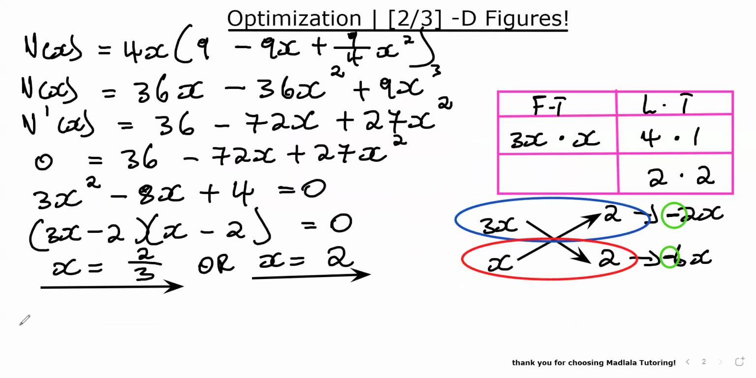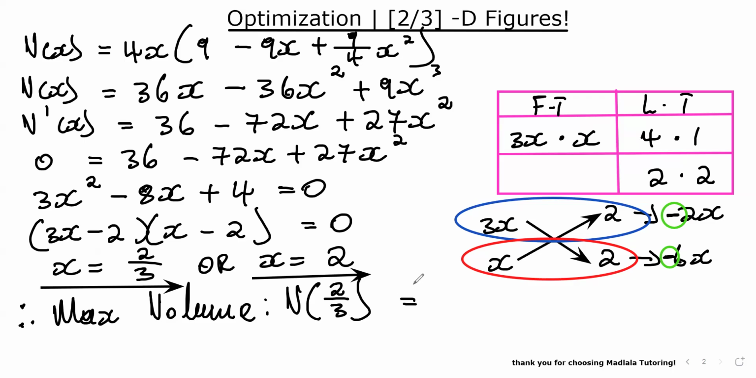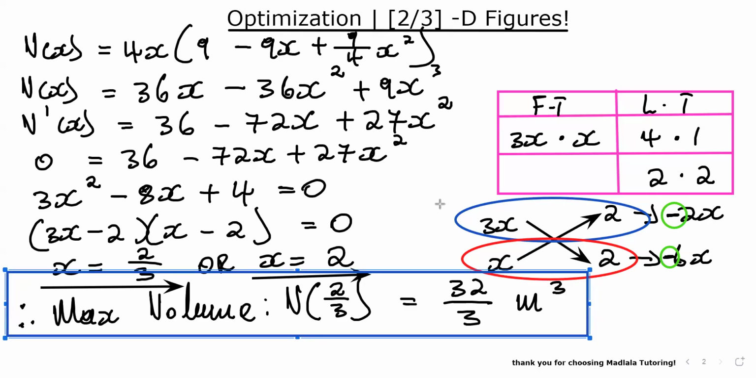So what we will say here is that therefore, the maximum volume is going to be at V of 2 over 3, which is going to give us 32 over 3. But you remember the unit. If you just say 32 over 3, they have every right of not awarding you the mark. So, yeah, this is just going to be the maximum volume of your rectangular prism. And you should be happy in this case.